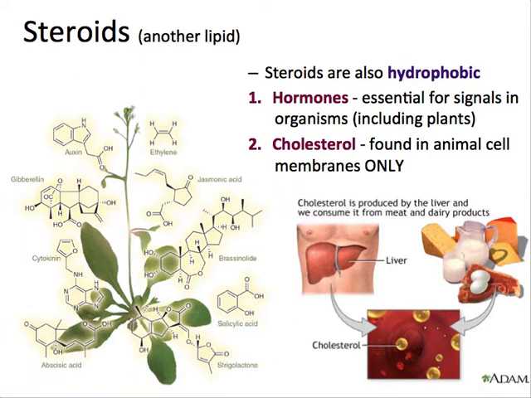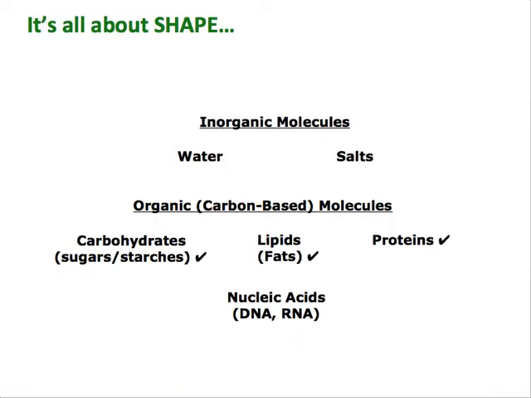Now, cholesterol is another type of steroid, but cholesterol is not found in plants. Cholesterol is only found in animal cell membranes. So when you see a food product that says cholesterol free and it's just a plant-based food, you can say, duh, of course it's cholesterol free. Check. Moving on to the proteins.